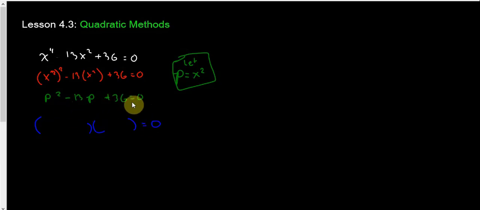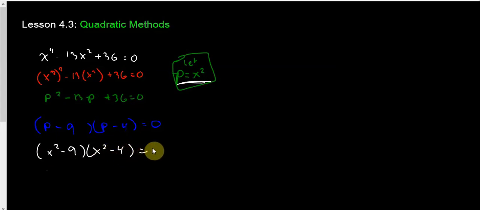Let's see, what two numbers multiply to 36 and add to negative 13? Okay, we can handle that. That would be a negative 9 and a negative 4. That multiplies to positive 36 and adds to negative 13. Now, that's great and all, but we're not doing this problem with p. We're doing this problem with x's. The p stands for x squared. And so if I replace them back, I will see something interesting.